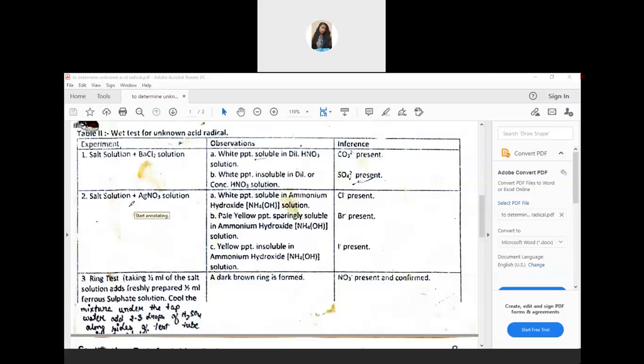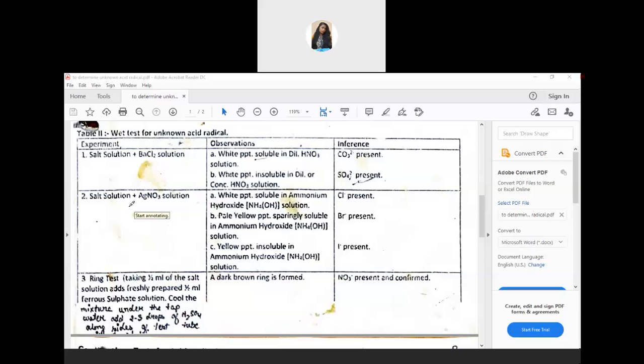When you add ammonium hydroxide, if the white precipitate is soluble in ammonium hydroxide, that means chloride ion is present. If the white precipitate is insoluble in ammonium hydroxide, that means the chloride ion is absent, right? So next, you can see the pale yellow precipitate can be found.